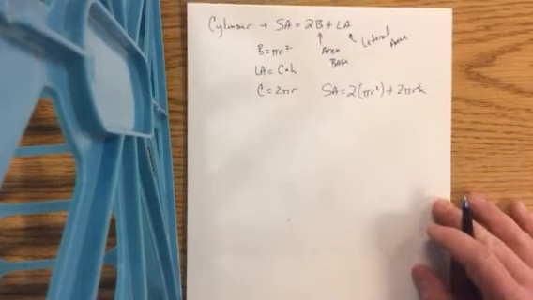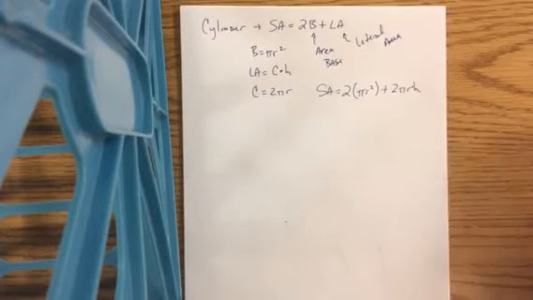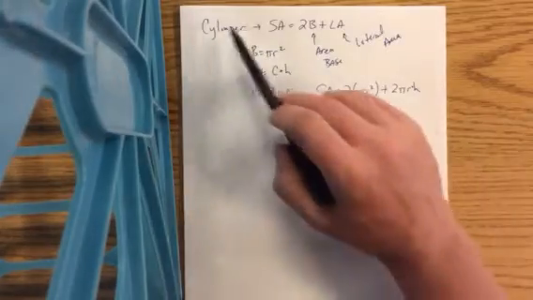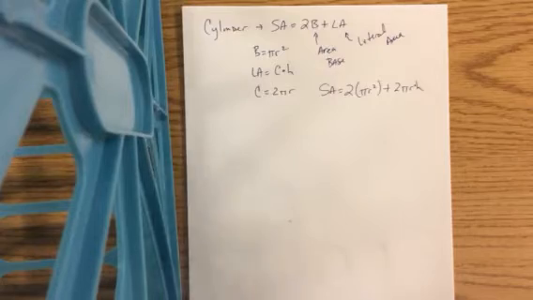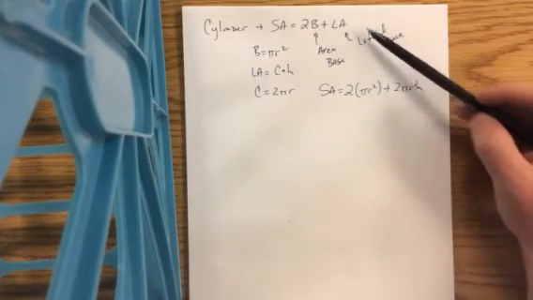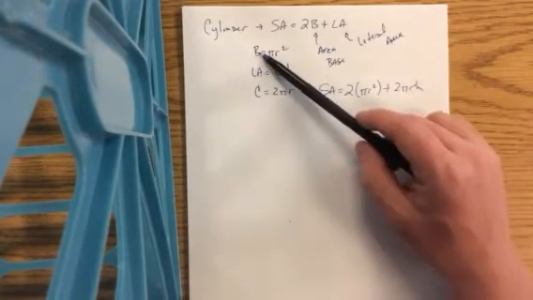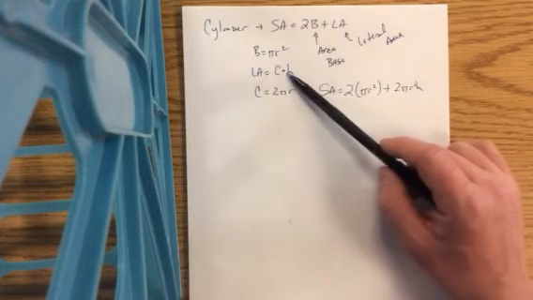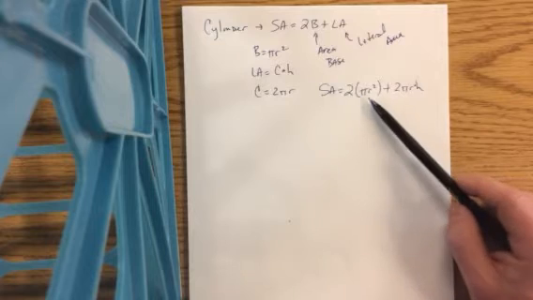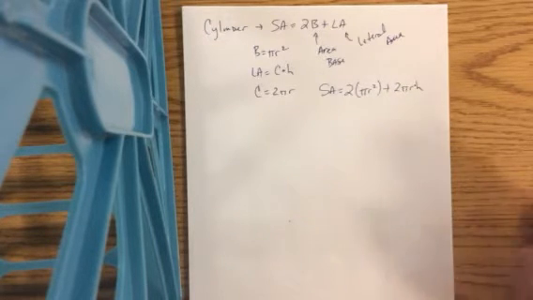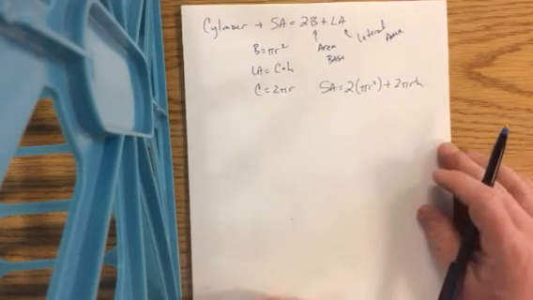Oh, shoot, you might not have been able to see that at all. So let's move that back down. Let's take a recap look at this. Cylinder, surface area is 2B plus LA. Where B is the area of my base, LA is my lateral area. B is pi r squared, LA is circumference times the height, circumference is 2 pi r, so my surface area is 2 pi r squared plus 2 pi r h. Okay?